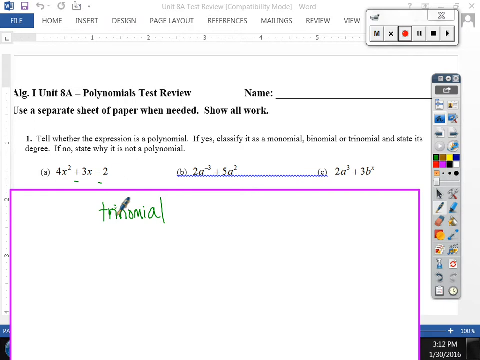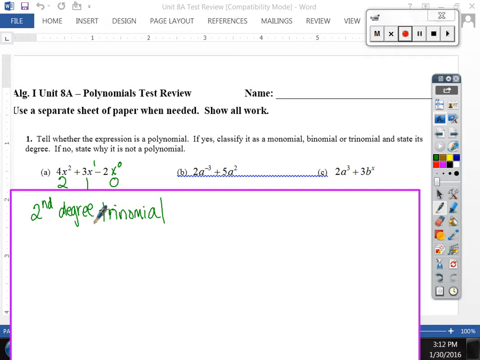Next, we want to state its degree. So the degree of the 4x squared is 2. This is technically 3x to the 1, so the degree of that term is 1. I technically have an x to the 0 there, so the degree of that is 0. So this is a second degree. We look at the degree of each monomial and we take the largest one. So we don't add them together. Biggest one I see is 2. This is a second degree trinomial.